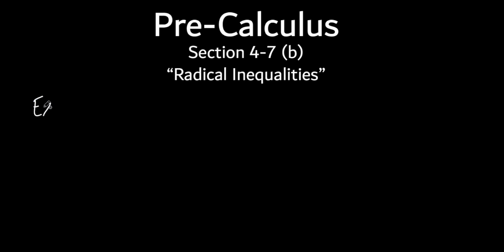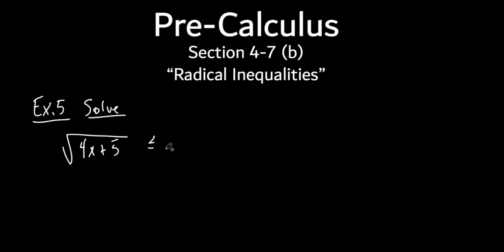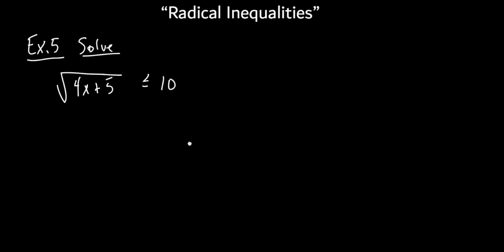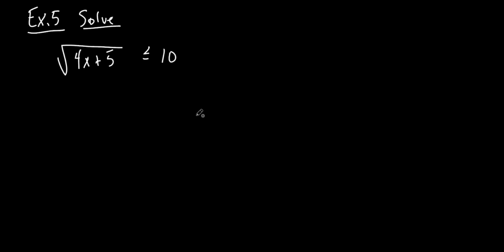So this is example 5 in the book, and it says to solve, but this one is an inequality, not an equality. So it's the square root of 4x plus 5 is less than or equal to 10. All right. So solving for x right here shouldn't be that difficult. It's pretty basic, okay, if you understood what we did yesterday.